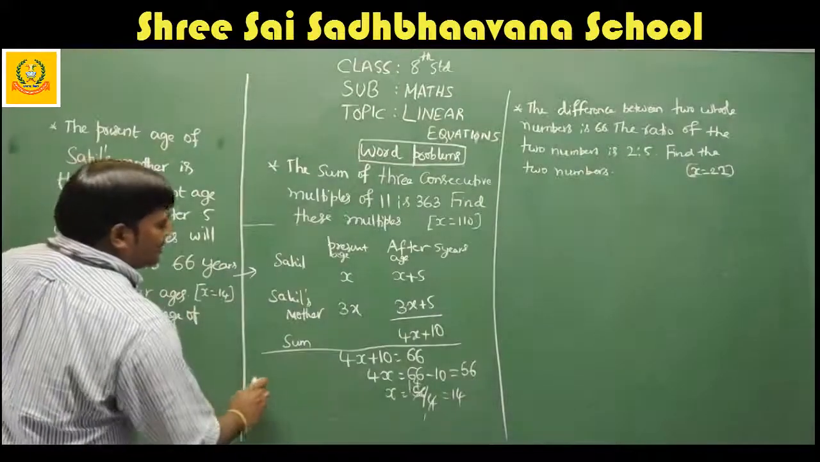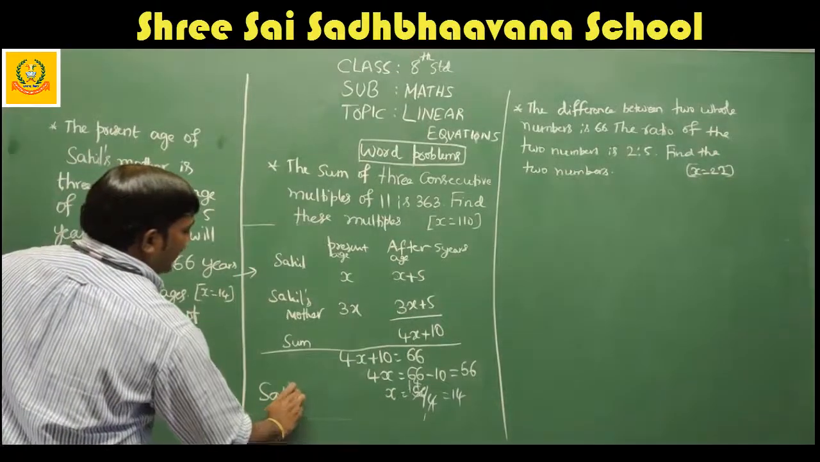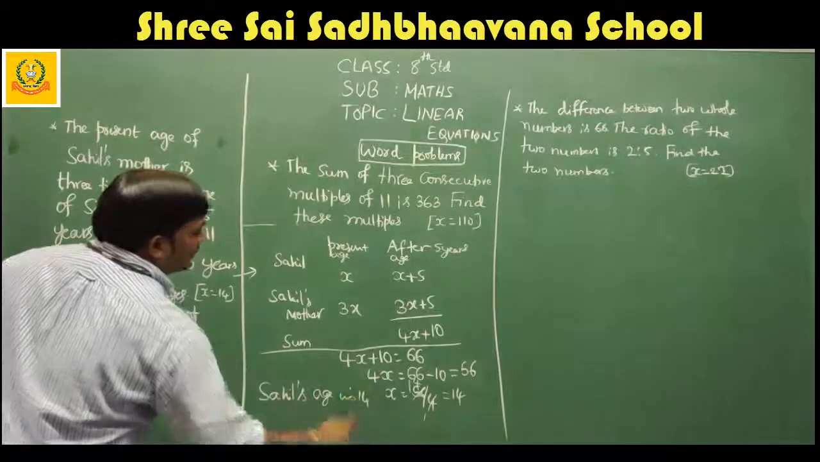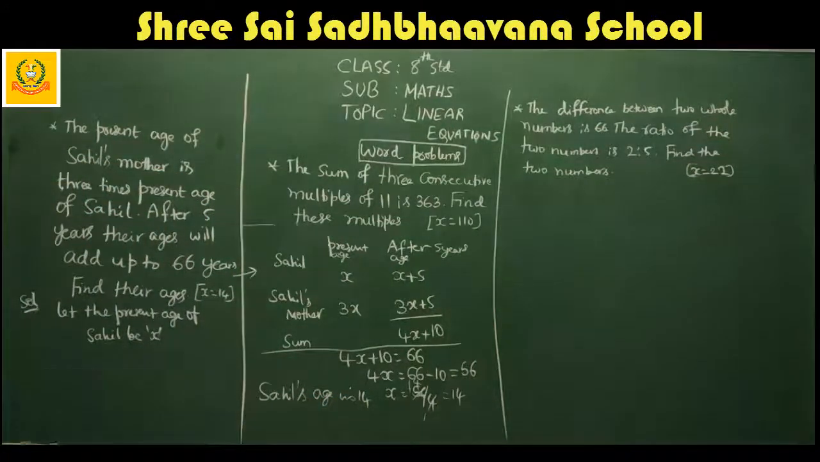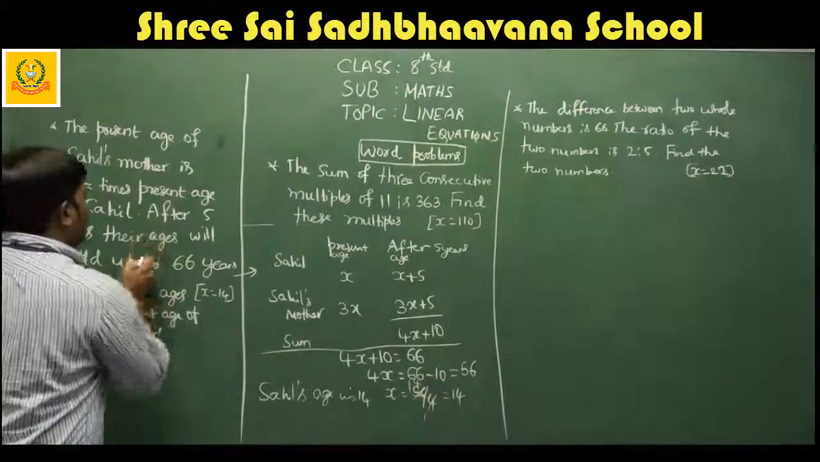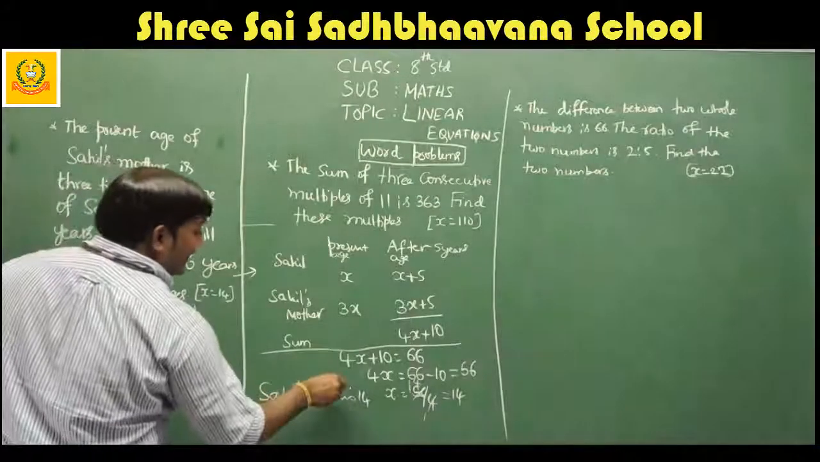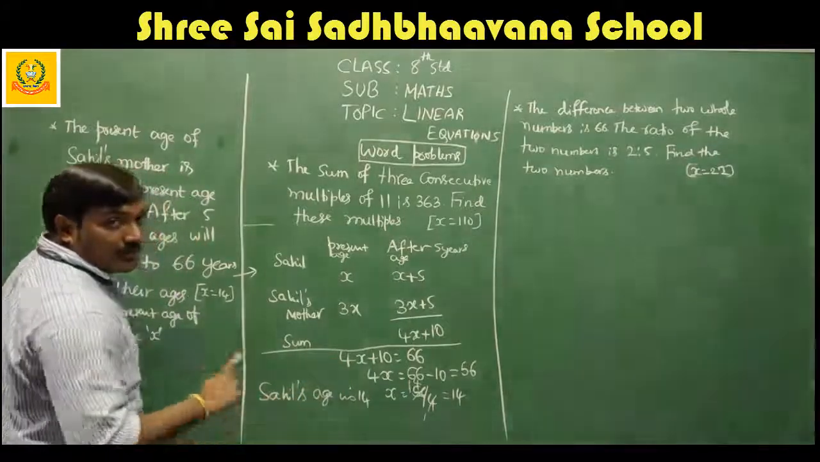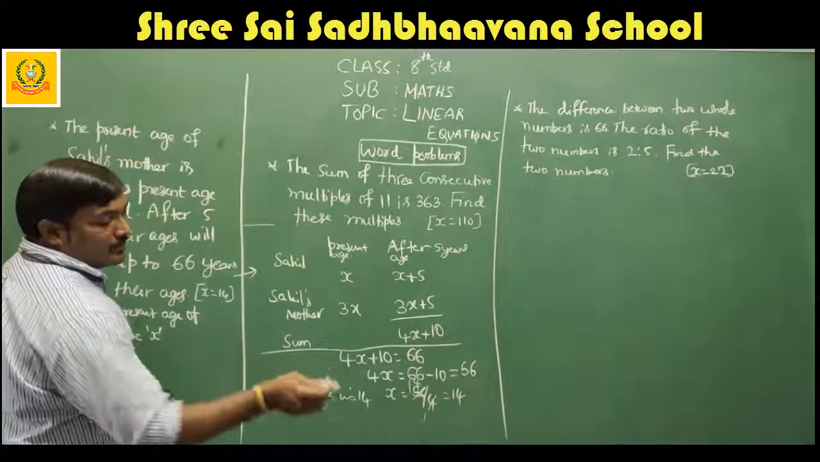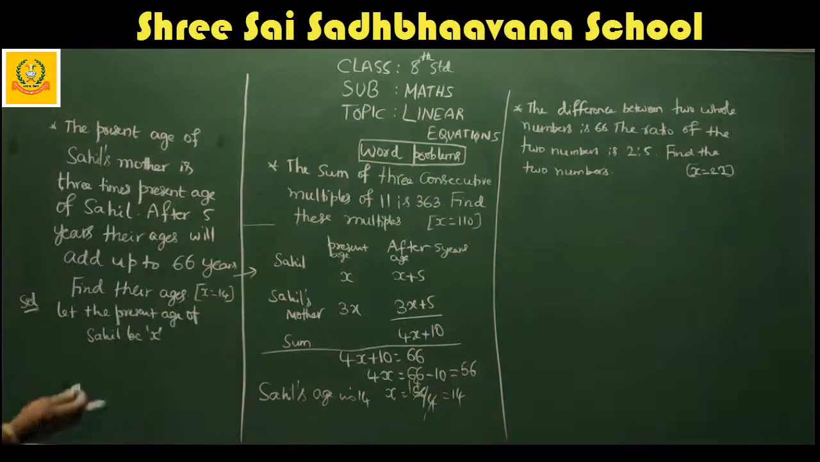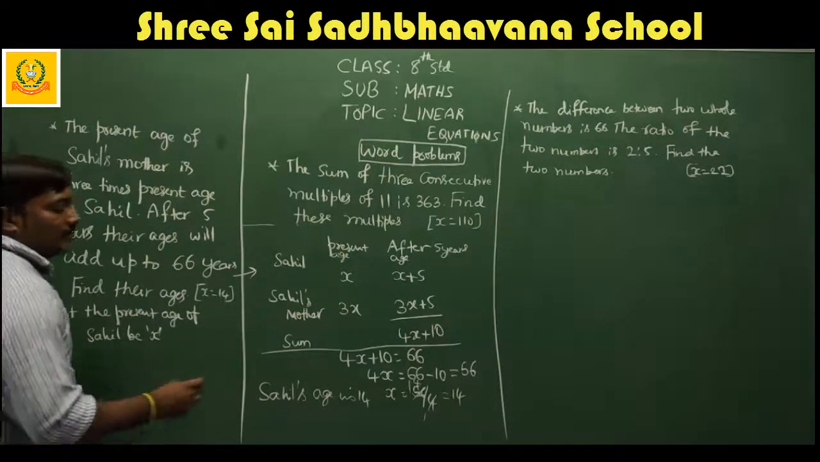So what is the age of Sahil? Sahil's age is 14, isn't it? Sahil's age is 14, because that is only what we assumed as x, right? The present age of Sahil we assumed as x. So you can think of it as the present age, not the age after 5 years. Present age is what we assumed, right? The present age of Sahil is x. So obviously the x value is Sahil's present age.